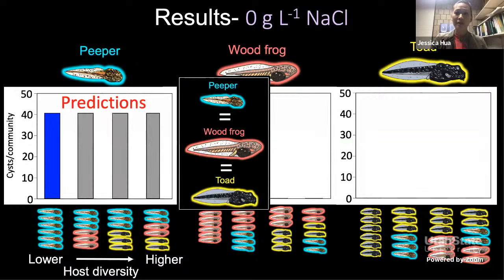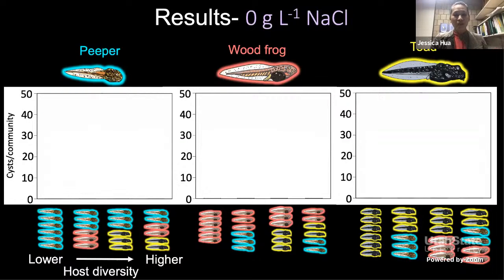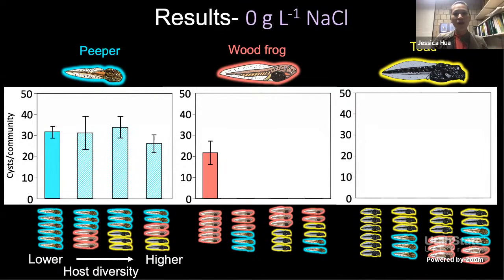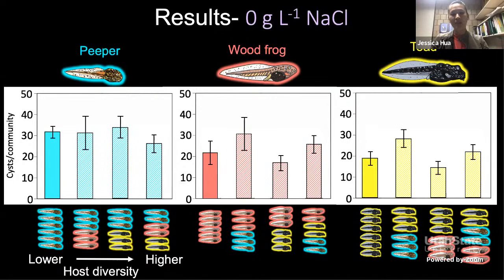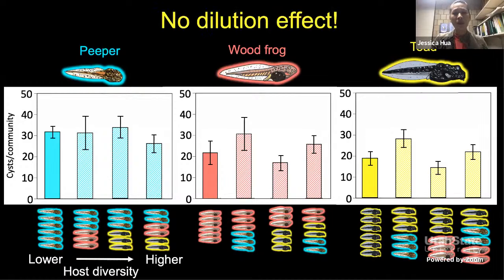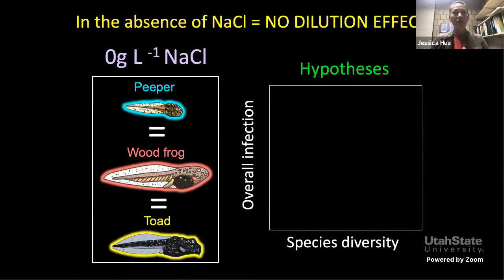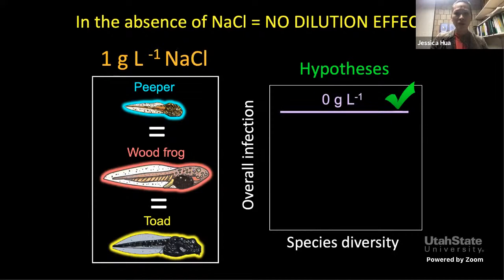So something that looks like this. Looking at the data, for all 3 species comparisons back to the single species, we found no evidence of the dilution effect. So with that, we can move back. In the absence of sodium chloride, we found no dilution effect. What happens when we change the environment to include salt?